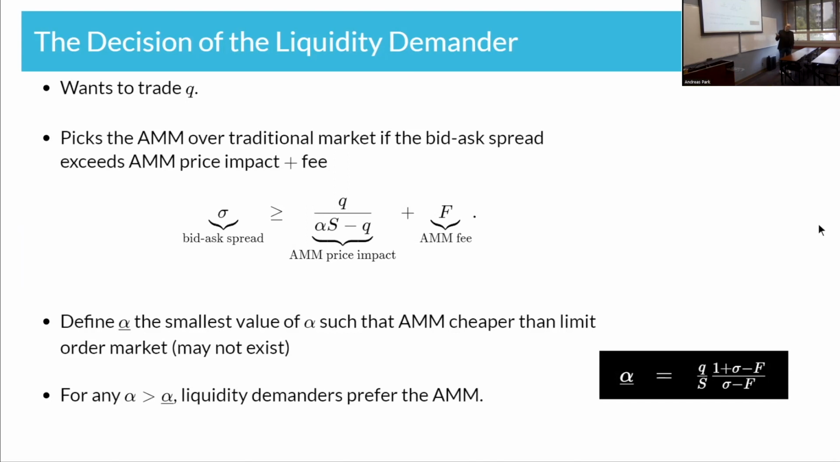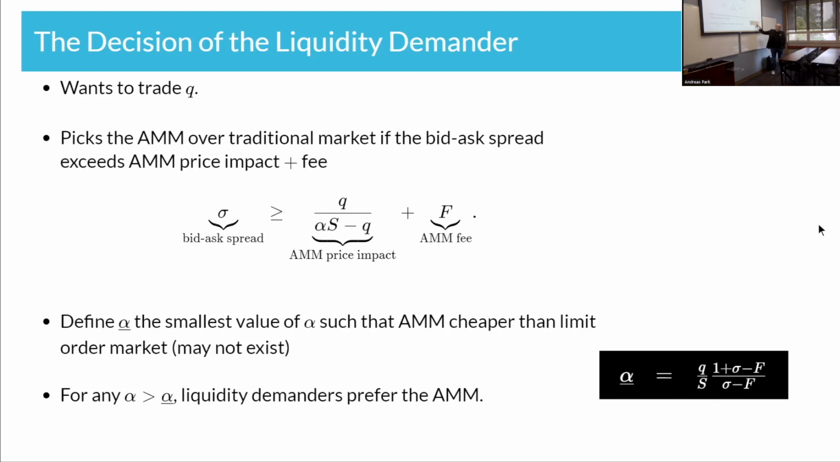This would be a function of the quantity Q, and I'll have to explain a little bit of what that actually means. But you can find a lower bar such that the AMM would be cheaper than the limit order book where you pay the bid-ask spread, taking that as given. And now for any alpha that is larger than this alpha lower bar, so any larger amount of liquidity provided, the liquidity demander would actually prefer the AMM.